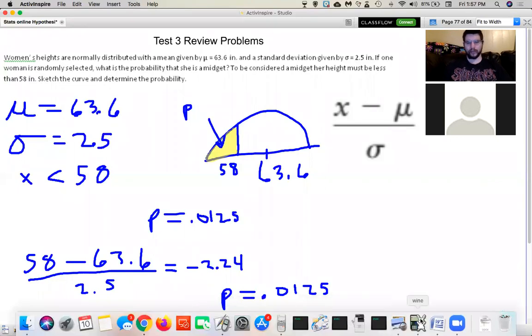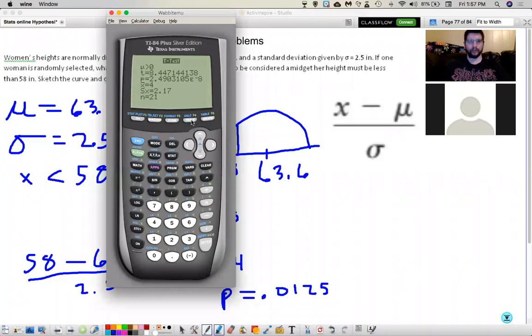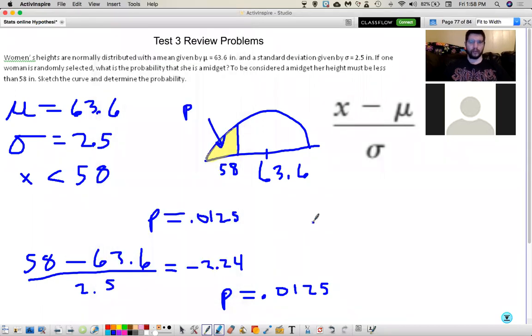TI users, same kind of thing, just stick it in a normal CDF. To get there, you go to second VARS, number 2. Lower bound, upper bound, mean, and standard deviation. 0.0125. Done. That's it for that problem. Shouldn't be too bad. I'm pretty sure everyone either has a TI or a Casio, so you can just use the normal CDF on that.